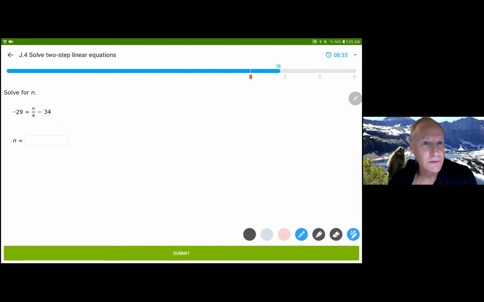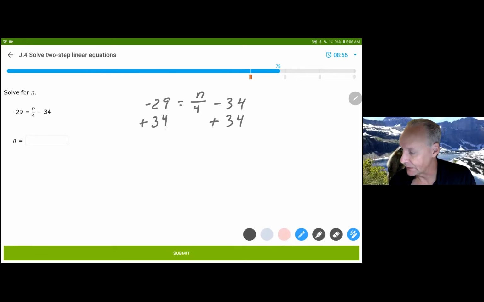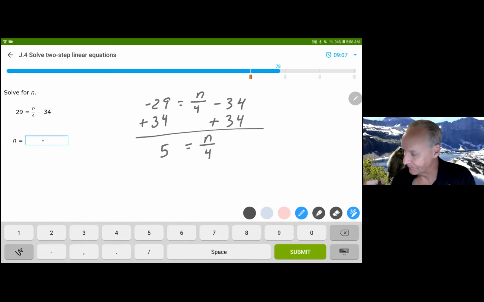In this one, we're going to add 34 and get 5, and then we're going to multiply by 4 and get 20. Now I'm going to go ahead and write this down. This is negative 29 is equal to n over 4 minus 34. And I am going to add 34, because adding 34 is the opposite of subtracting 34. And of course, that gives me n over 4 is equal to 5. And I'm going to multiply by 4 on both sides and get my 20.